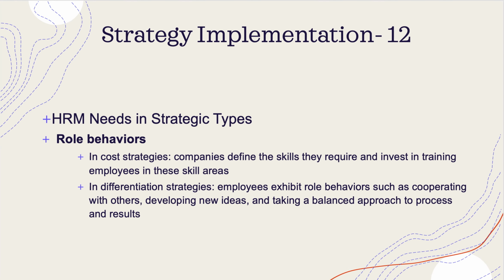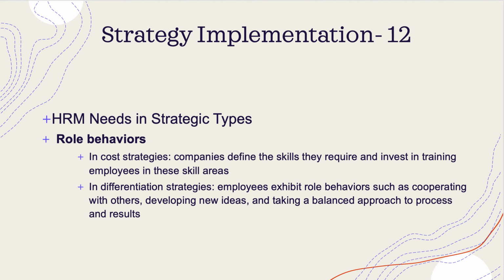When we're looking at HRM needs in strategic types, we focus on role behaviors. Those are the behaviors that are required of an individual in their respective role as a job holder in a social work environment. These role behaviors vary on a number of dimensions. Additionally, different role behaviors are required by the different strategies that the organization implements.